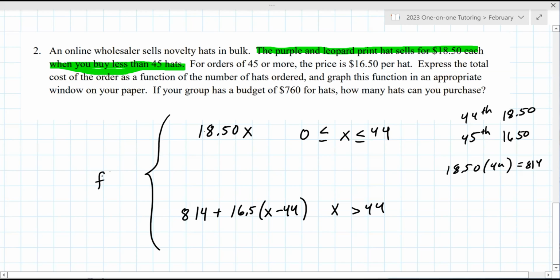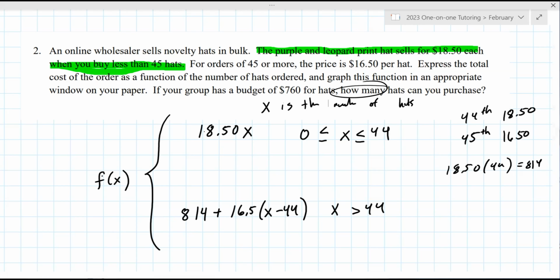So this is your f of x. I mean, this is your cost. You can use better letters, like you could use c of x instead of f of x. You could use h instead of x if you prefer for hats. We probably somewhere should have said x is the number of hats. And usually the question tells you the variable. Okay. Do you need any more explanation on anything that I've put down here?